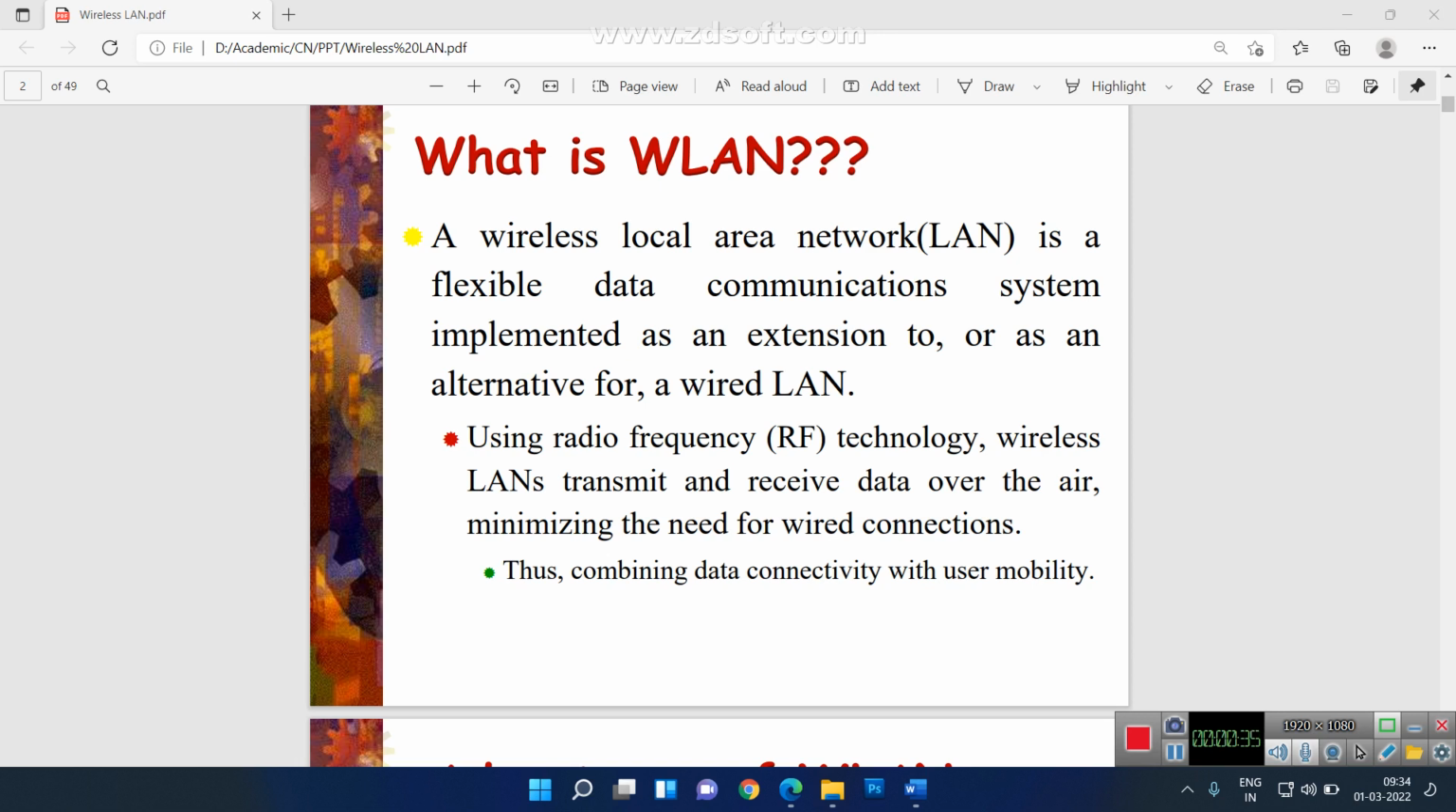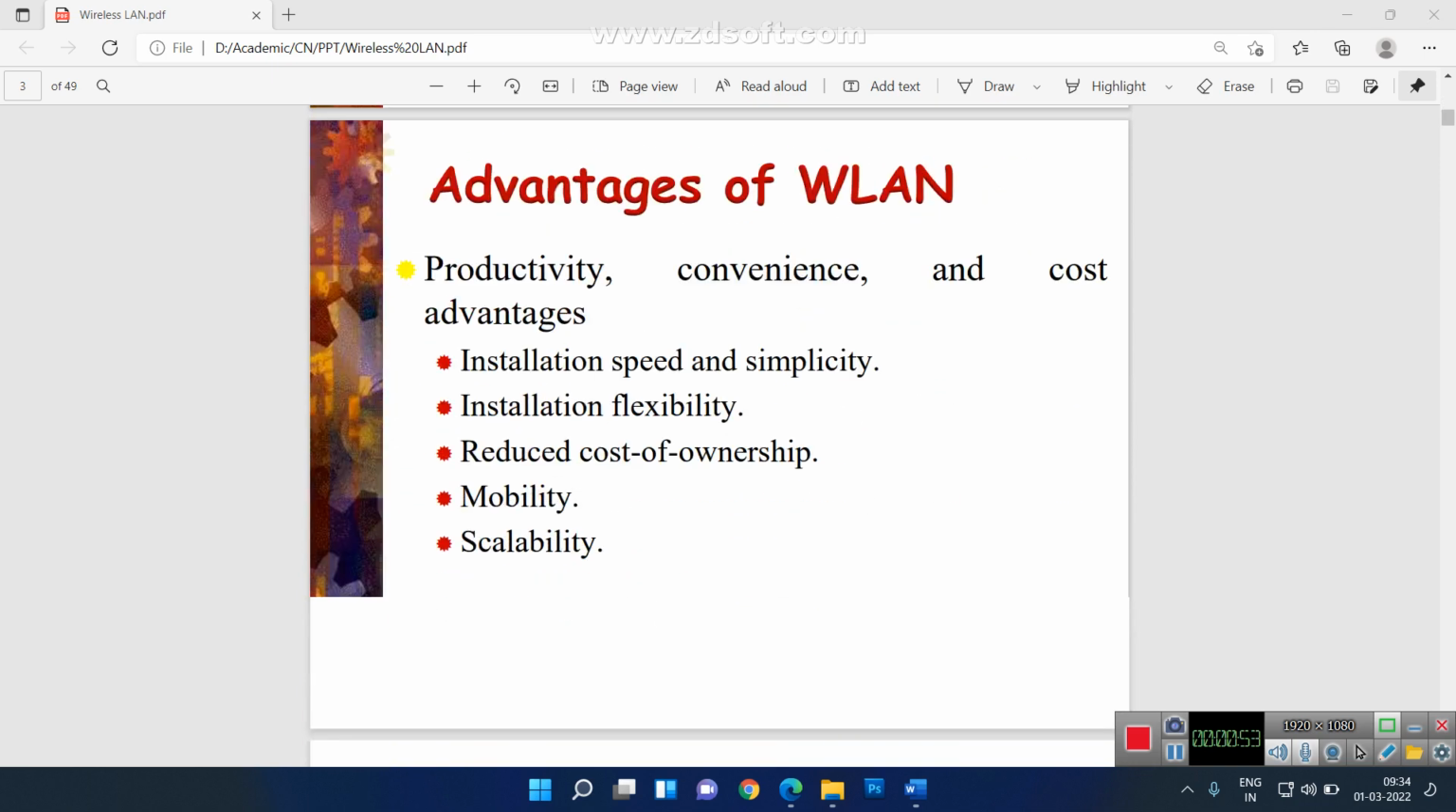to a receiver. Instead of wired communication, where we use wires for transmitting the data from a source to destination, we are using wireless. We are using radio frequency to transfer the data from a source to destination.